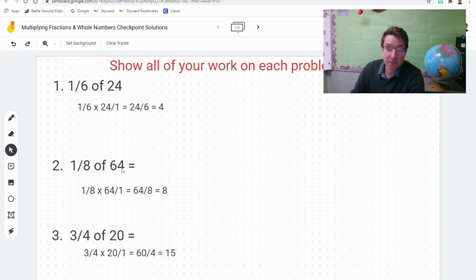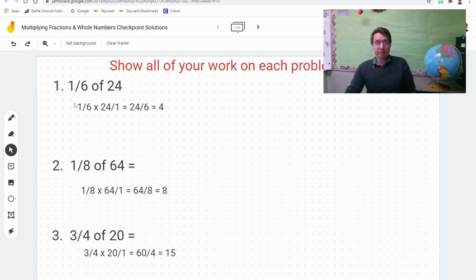Same idea here. We're taking our 64 and we're going to make it 64 ones. So 1/8 times 64 ones is basically you have 64 eighths, right? If you were to read this out loud. 64 divided by 8 is 8, as we know.